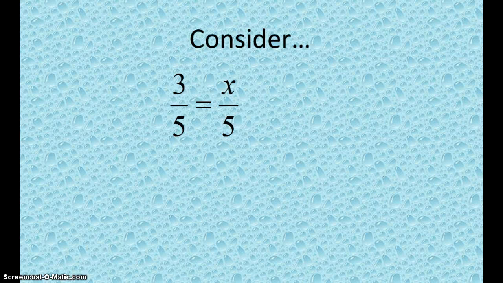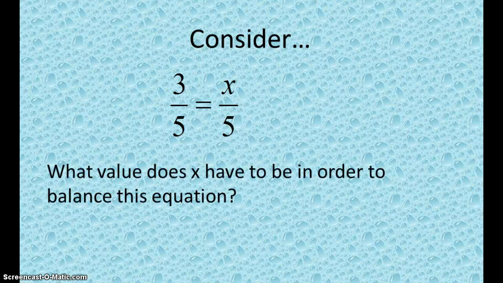So let's consider this. We have 3 over 5 is equal to x over 5. So, what value could x be in order to balance this? And you go, well, Mrs. Woolley, that's kind of a dumb question. X has to be 3. I mean, 3/5 is equal to 3/5. All right, let's build upon that.